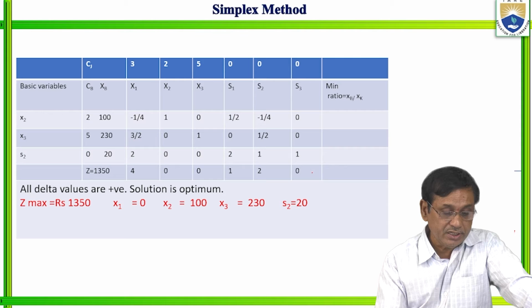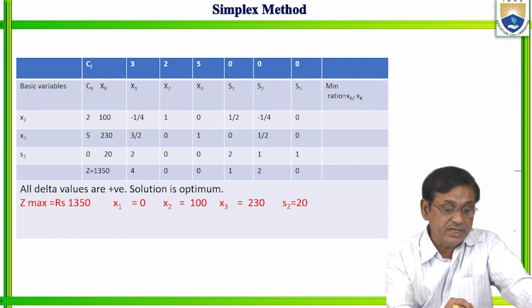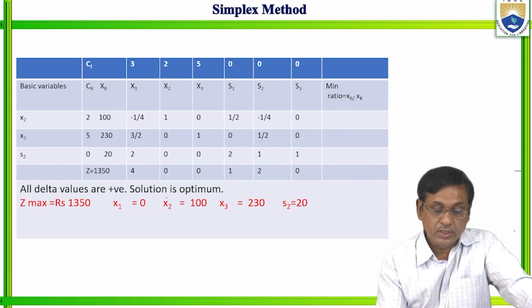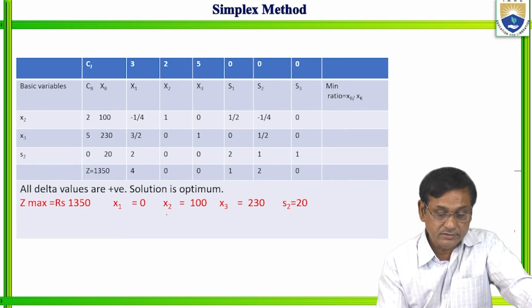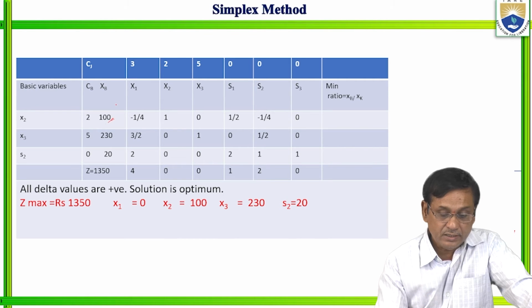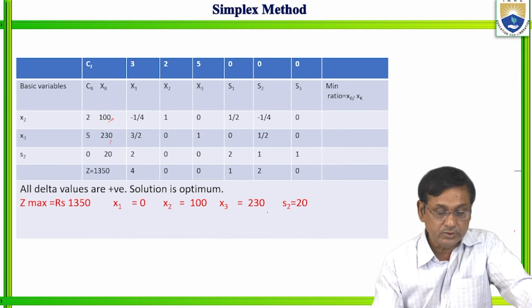Then what is the solution? Z max is equal to 1350. x1 is not there in the basic variables column, so x1 is equal to 0. And corresponding to x2, the xb value is 100, that means x2 is equal to 100. Then x3 corresponds to this value, that is x3 is 230. S2 is equal to 20.